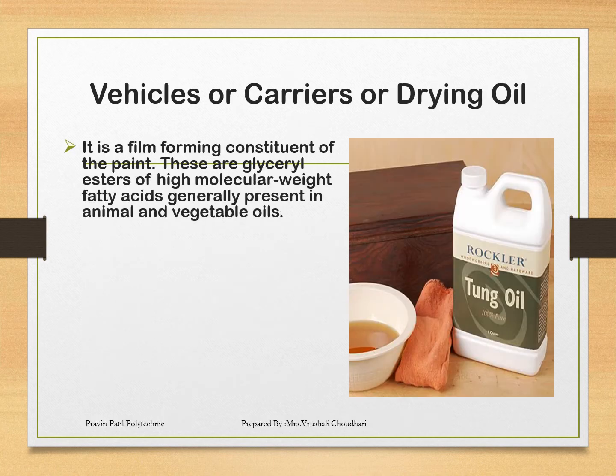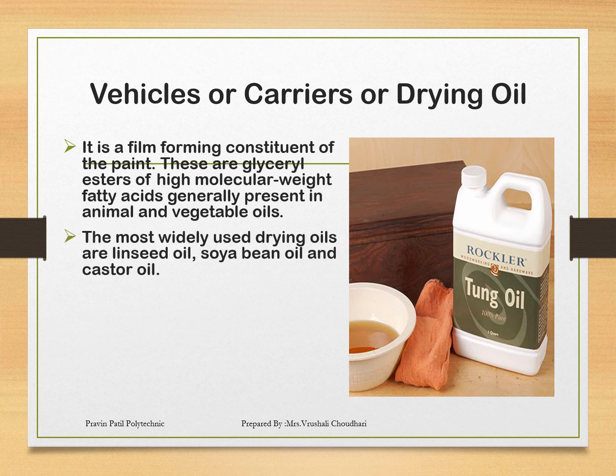The main carrier vehicles are tung oil. These are oil substances. Did you observe if there is any oil floating on a surface, or after drying it forms a sticky layer? Similarly, these oils are used. These are the high molecular weight fatty acids present in animal and vegetable oil. Examples of the drying oil are linseed oil, soybean oil and castor oil.